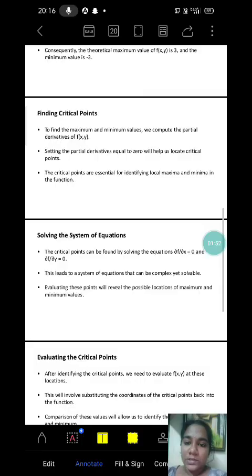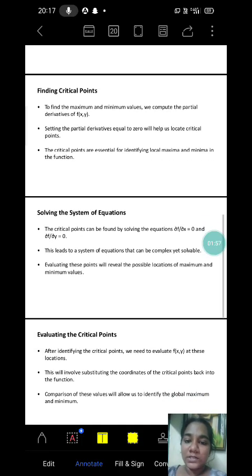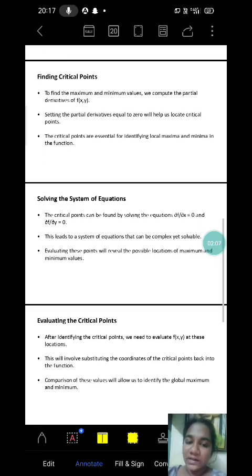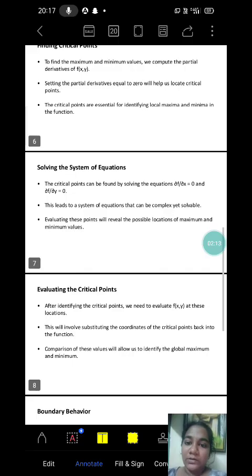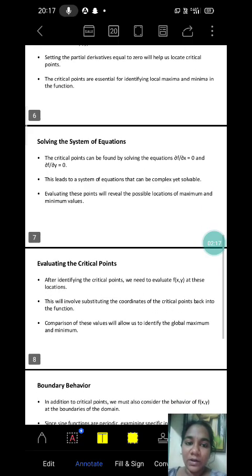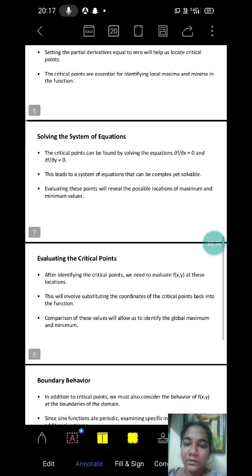Finding critical points. To find the maximum and minimum values, we compute the partial derivatives of f of x comma y. Setting the partial derivatives equal to 0 will help us to locate critical points. The critical points are essential for identifying local maxima and minima in the function.